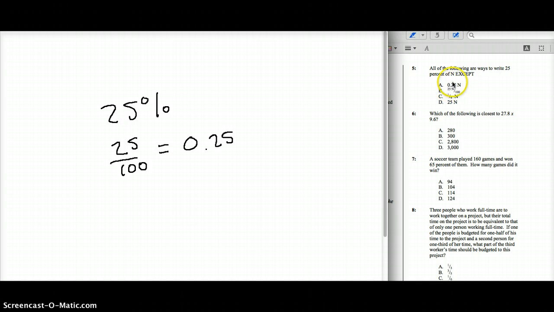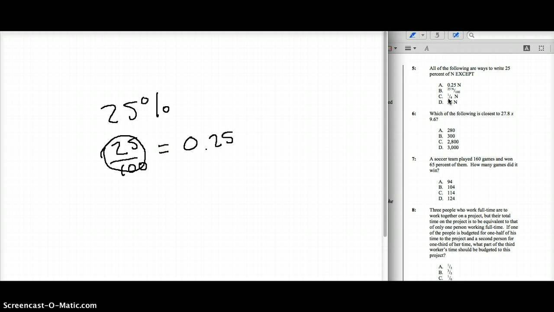Now, if we look at these options, we can see that number A is 0.25n. Whenever you see a number written right next to a letter here, that means you're multiplying them together. So this is exactly what it means by 25% of n. 0.25n is 25% of n. When you have this next number, which is 25n over 100, well, that's exactly what we have written here. 25 over 100 times n, 25n over 100, that's 25% of n.